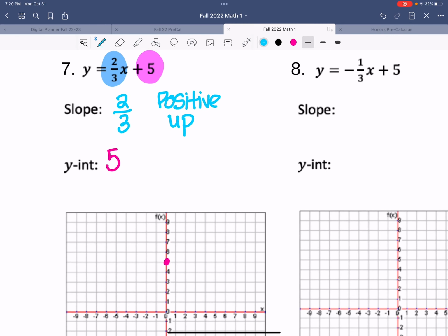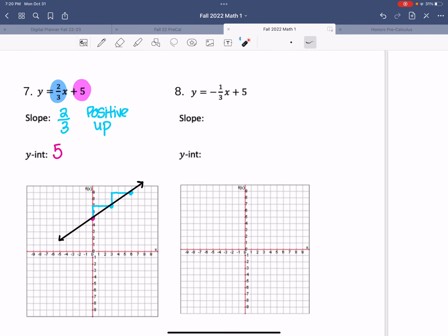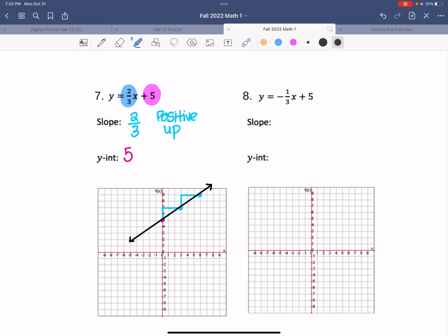And then we're going to go up 2, 1, 2, right 1, 2, 3. I can do it again. Up 2, to the right 1, 2, 3. And then if I connect, I can clearly see that this is a positive slope because it's going uphill. Like if you're walking up the hill, we know it's positive. All right, and our last one. We have a slope of -1/3 and a y-intercept of 5.